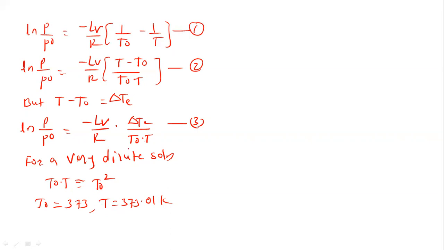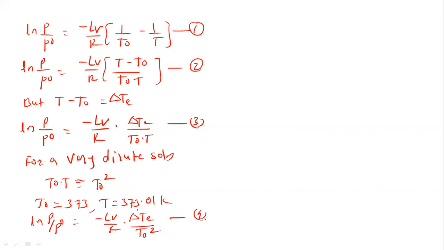So let us substitute this into equation 3. Therefore equation 3 can be written as ln P/P0 = -LV/R × delta TE/T0 square. Okay, this is for the dilute solution. If the solution is very dilute, this is equation 4.